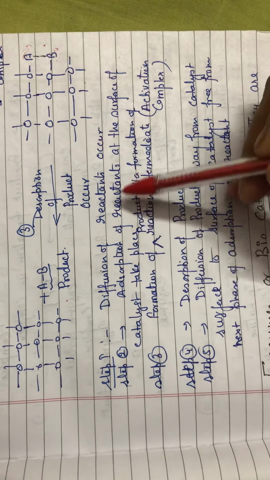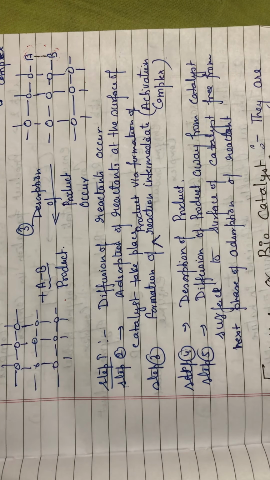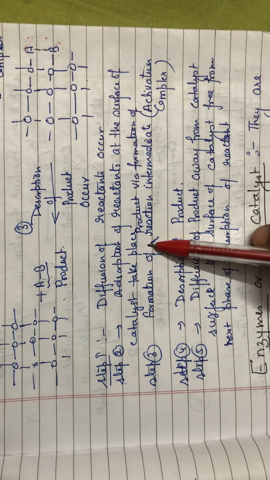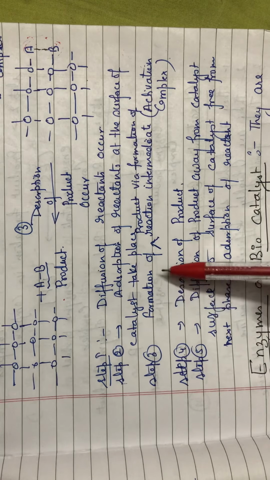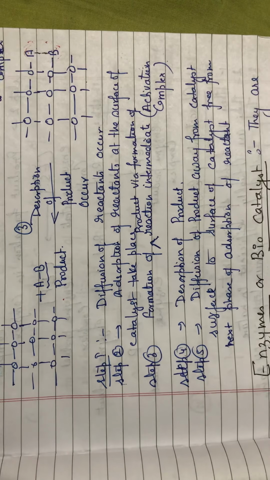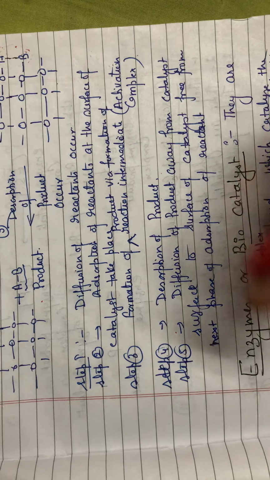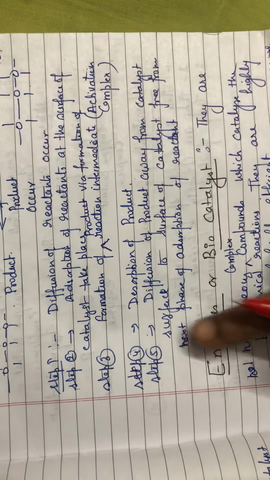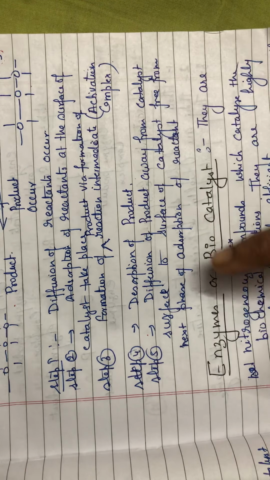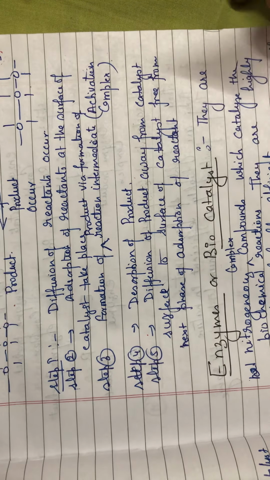Step 1: the reactant molecules, like A and B, diffuse and mix with each other. In the second step, these reactant molecules get adsorbed at the surface of the catalyst. In the third step, formation of product takes place via formation of a reaction intermediate or activation complex. Then in the fourth step, desorption of the product takes place, that means the product comes out from the surface of the catalyst. Then in the fifth step, the product diffuses away from the surface of the catalyst, so that the surface of the catalyst will be available for the next phase of reaction.